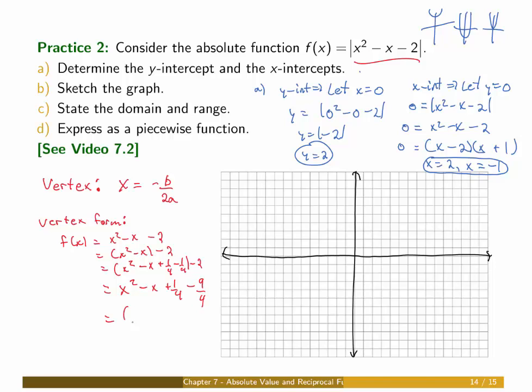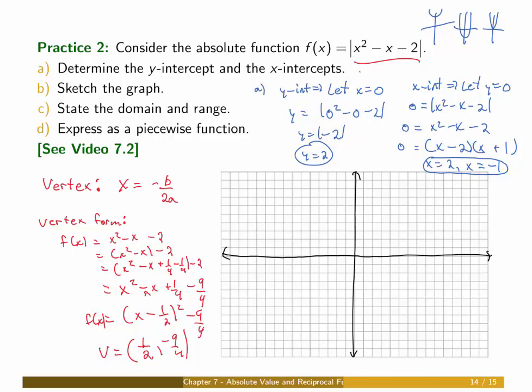So this is simply x minus 1 over 2, because this is a minus sign right there, squared, minus 9 over 4. Okay, that's what f of x is equal to, which means the vertex is at 1 over 2 and negative 9 over 4.